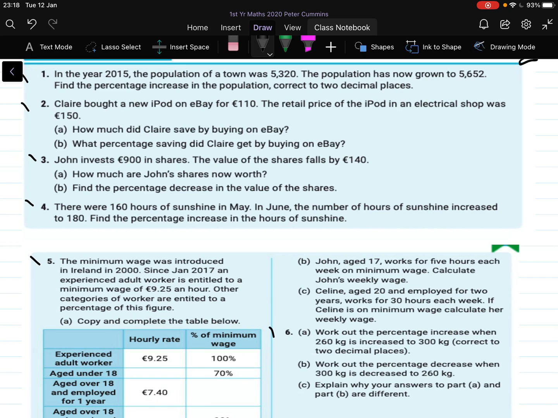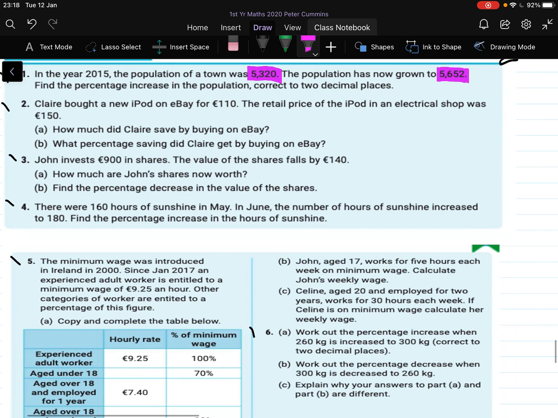So question number 1 there. In the year 2015, the population of a town was 5,320. And that then grew to 5,652. So it went from 5,320 to 5,652. Find the percentage increase in the population, remembering that the formula for this is the difference over the original multiplied by 100 over 1. So what we're going to do straight away there is we're going to do a little takeaway sum.